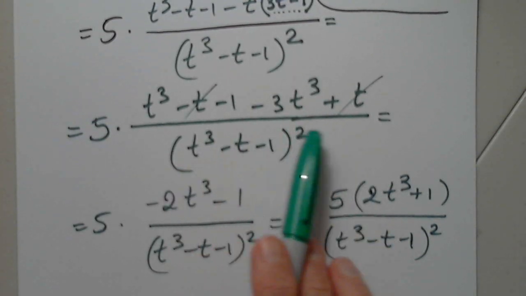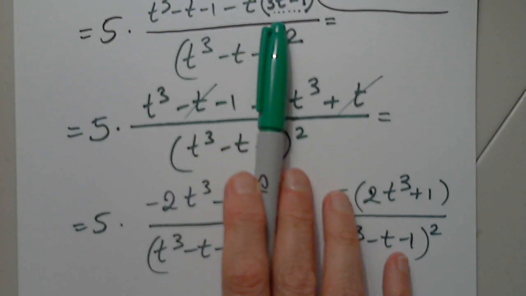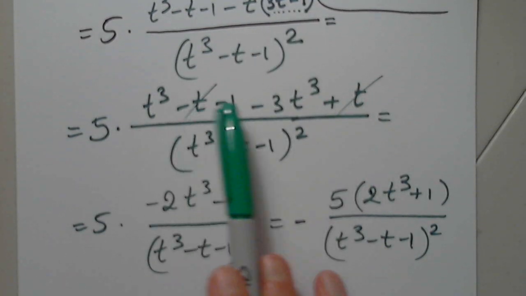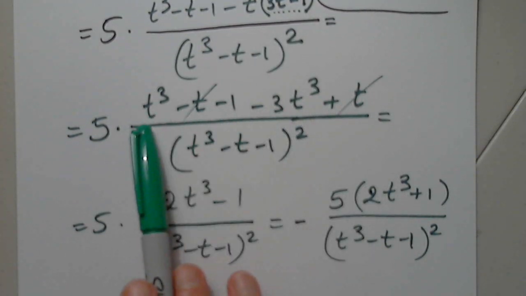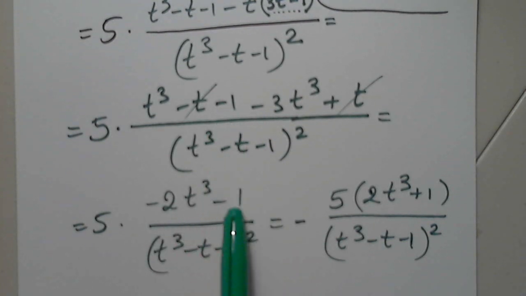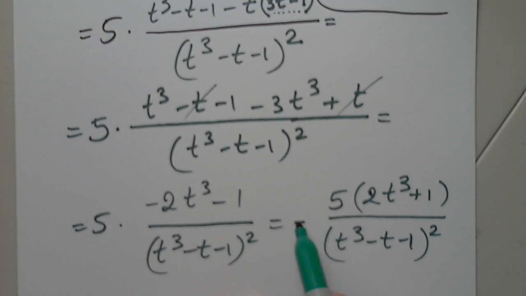So I distributed negative t times 3t squared and negative t times negative 1. Luckily, these two went away. These two combined make up a negative 2t cubed, and then minus 1. I factor out negative 1. I keep the negative in front of the fraction line. 5 can stay in front, or you can put it at the top, but not in the denominator. This is not 1 over 5, right? It goes back where it came from, and this is it.